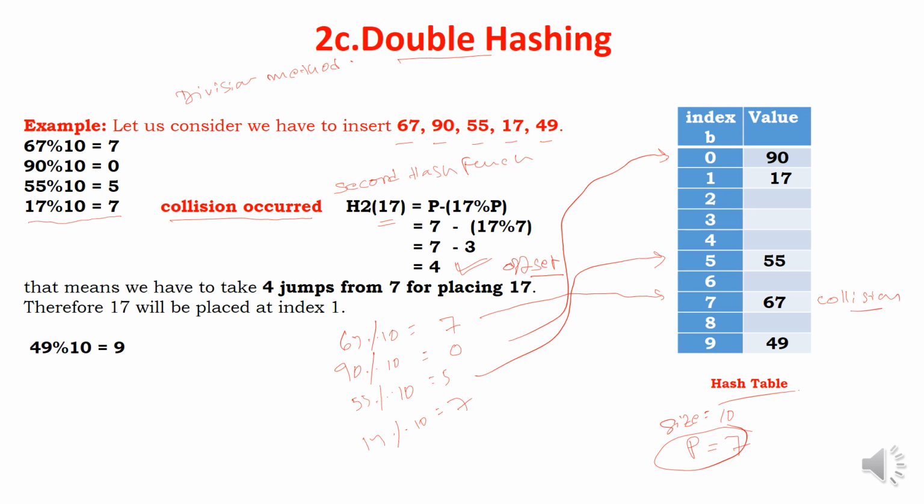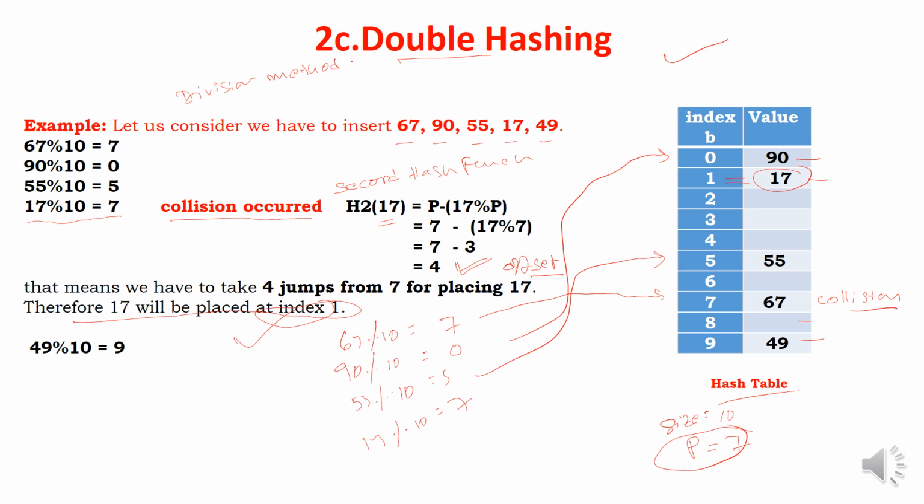From this location, after 4 positions, you can store your data. Go for 4 steps: 1, 2, 3, 4. 17 is placed at index 1. So in this way, we can solve the collision problem using the double hashing method.